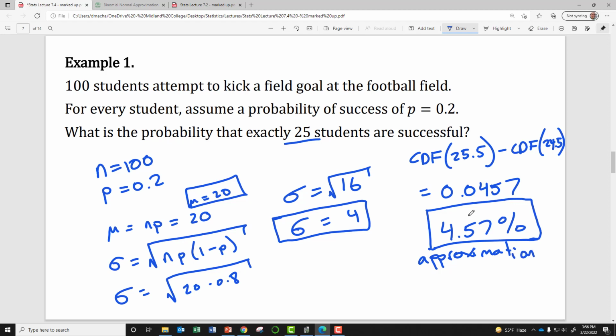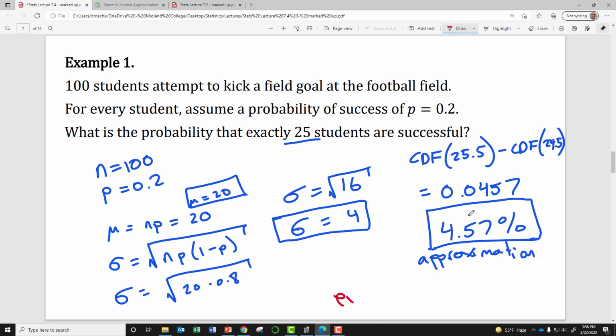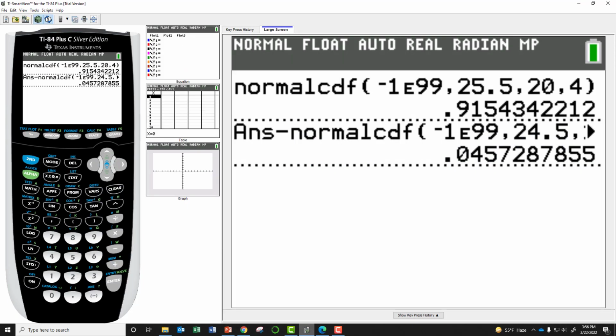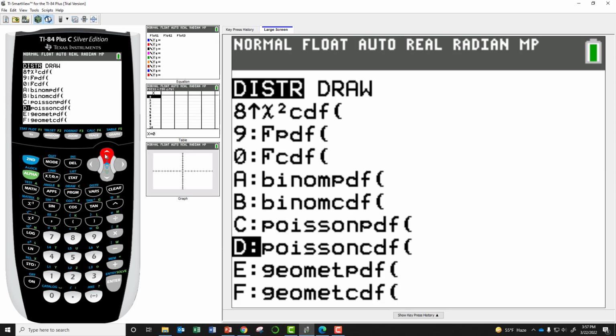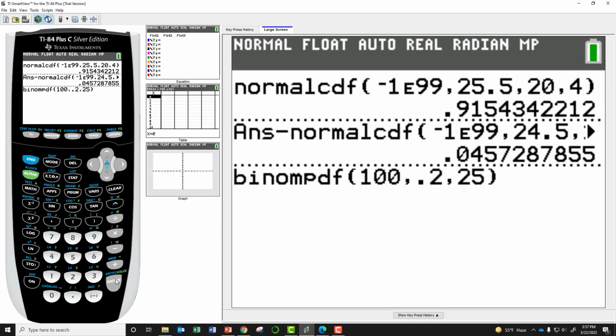What if we go ahead and just do the exact, right? Just because we're curious about what would the exact binomial be. And so for that, I need to use the binomial probability mass function, so second VARS, and then I go up to, in your calculator, A here. And then the number of trials will be 100. The P was 0.2. The X value we're looking for is 25. And let's see what happens here.